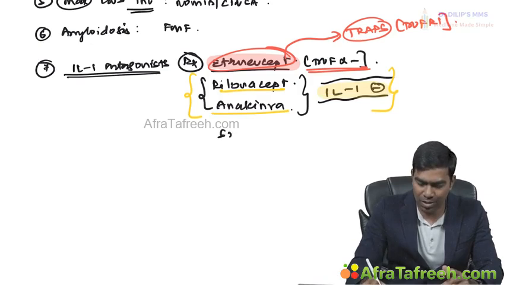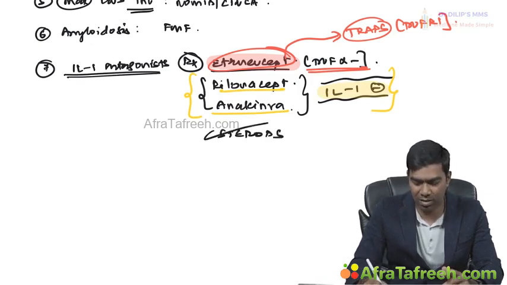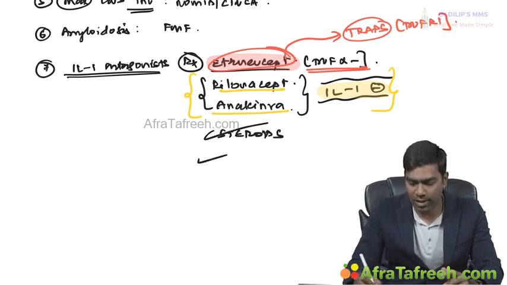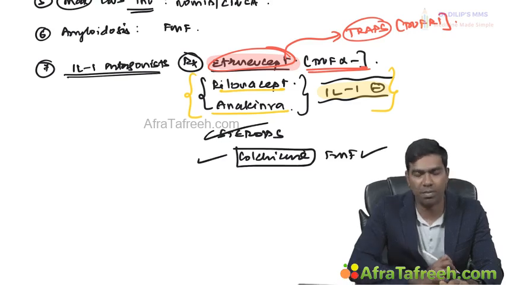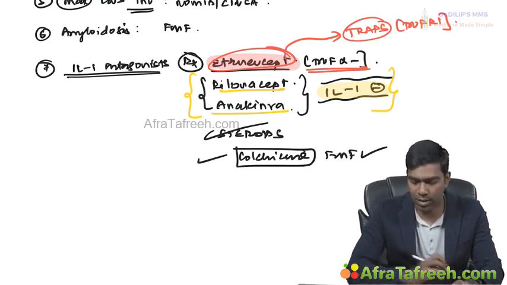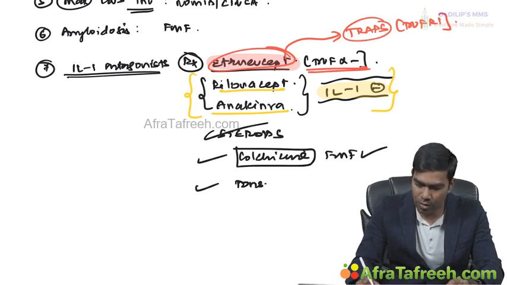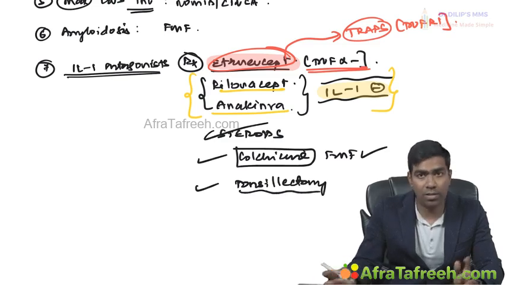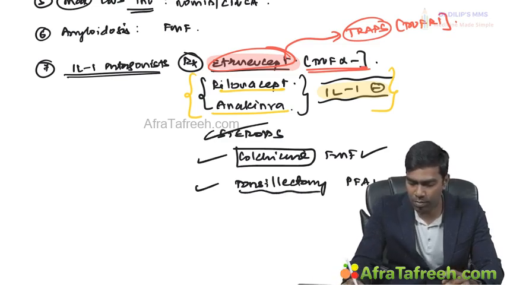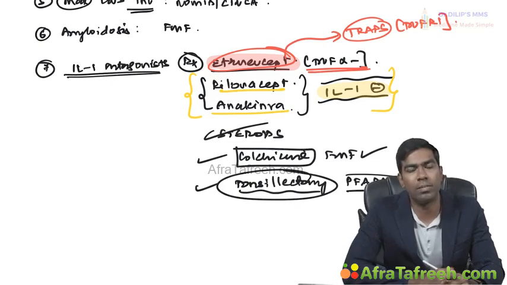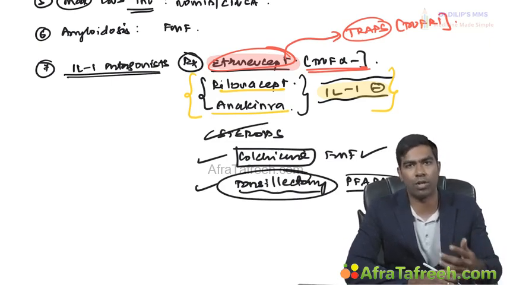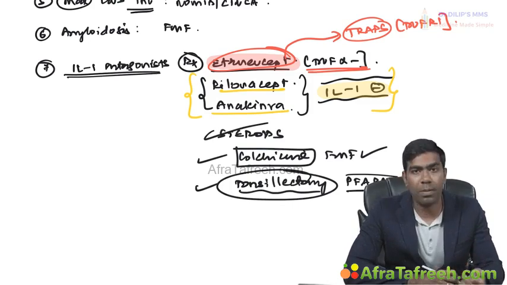Other treatments which you can use are steroids, which is standard, anything will respond to steroids. Another thing you can use is colchicine. Colchicine they will give prominently for familial Mediterranean fever, because it's a traditional treatment that works very nicely with colchicine. The third thing you can go for is tonsillectomy, which works very nicely for, I told you, PFAPA syndrome, because it's a very important question. Tonsillectomy is an important treatment, and for which autoinflammatory syndrome do you go for it? PFAPA.